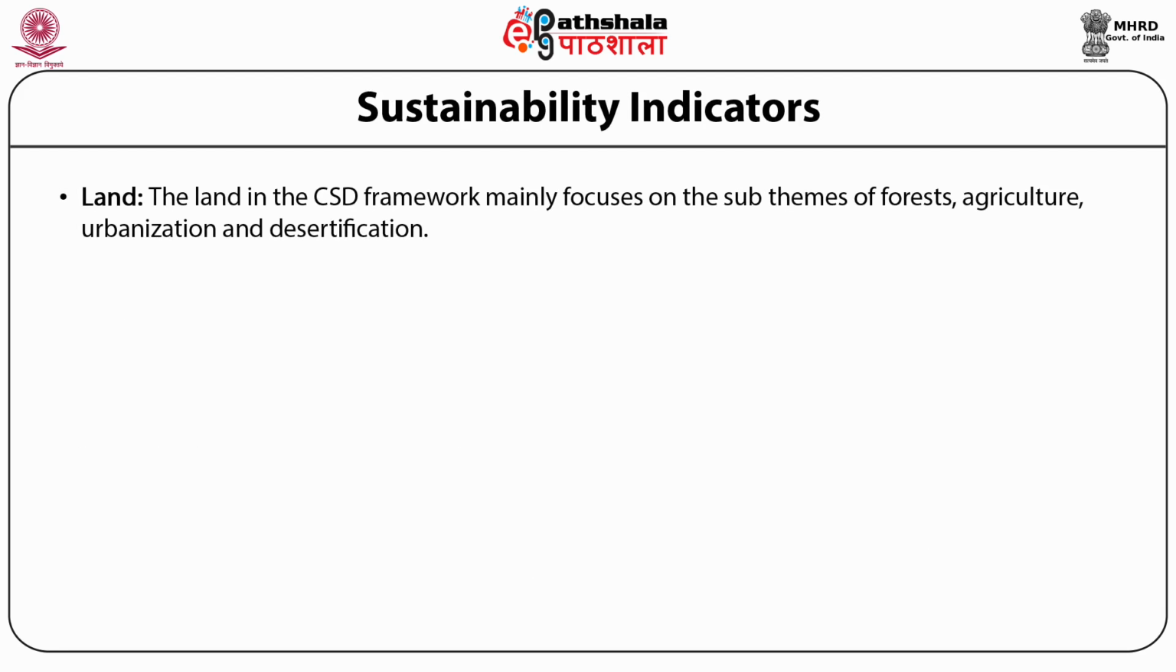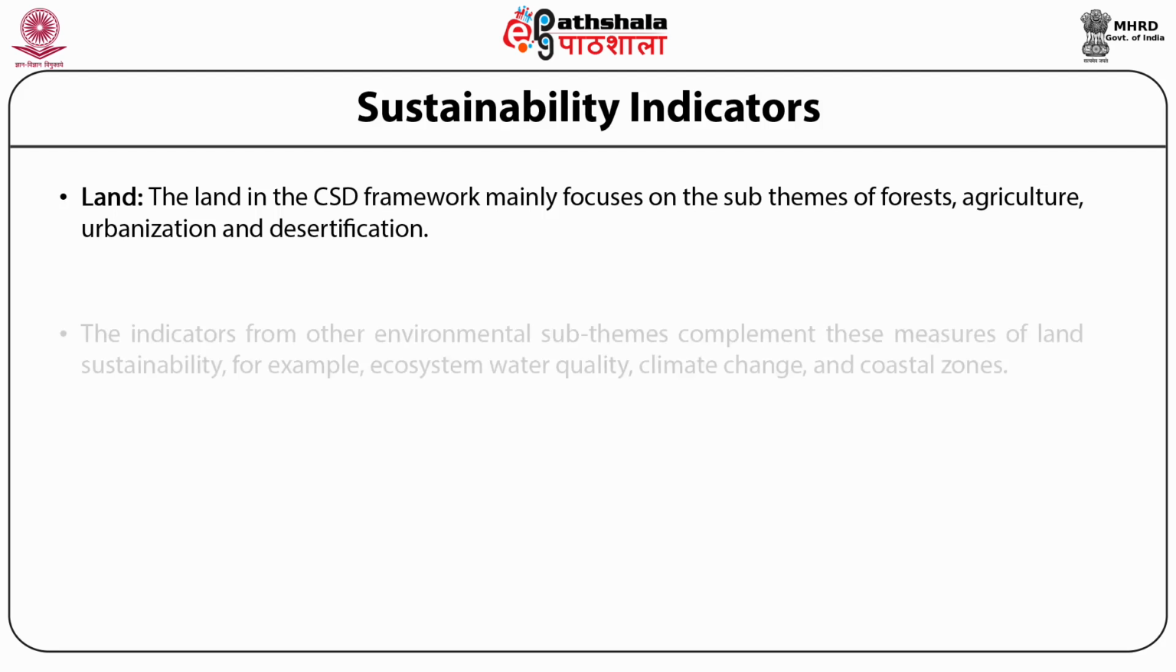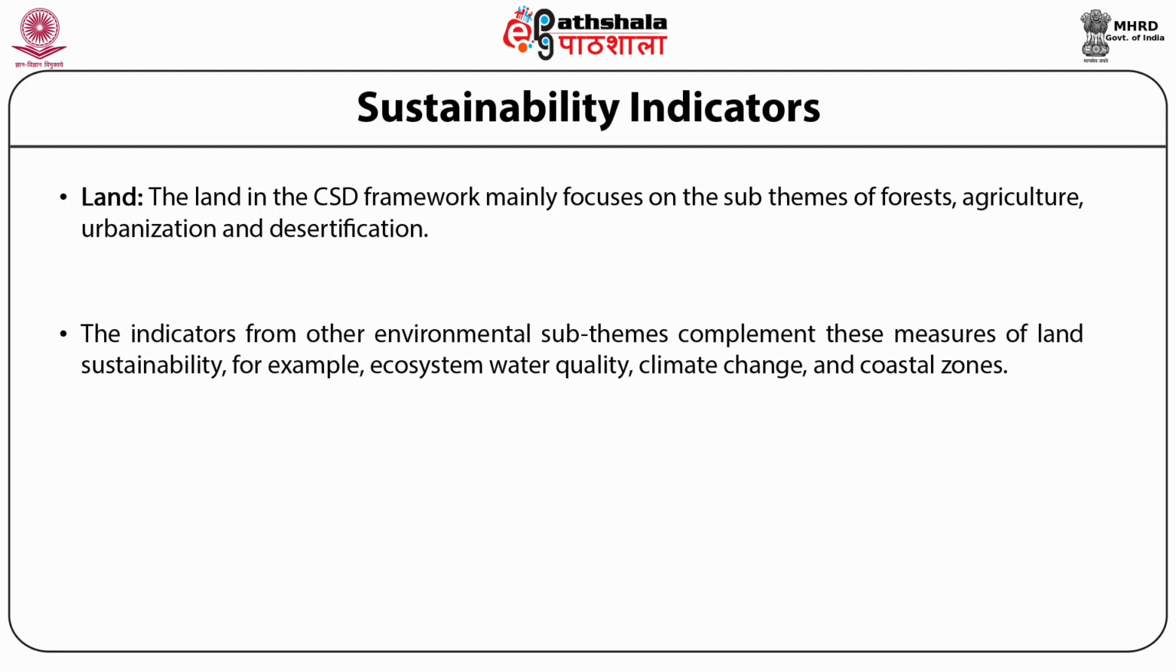Fourth is land. The land in the CSD framework mainly focuses on the sub-themes of forests, agriculture, urbanization, and desertification. The selected indicators are relevant for assessing sustainable development at the national level and are generally supported by appropriate data sets. The indicators from other environmental sub-themes complement these measures of land sustainability, for example, ecosystem, water quality, climate change, and coastal zones.